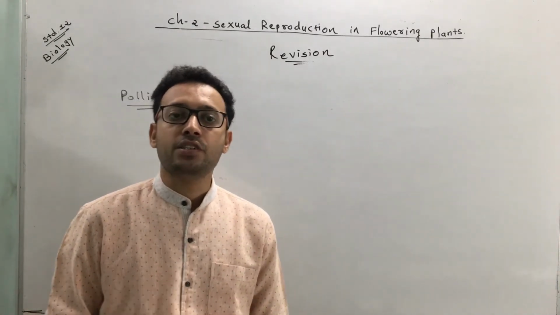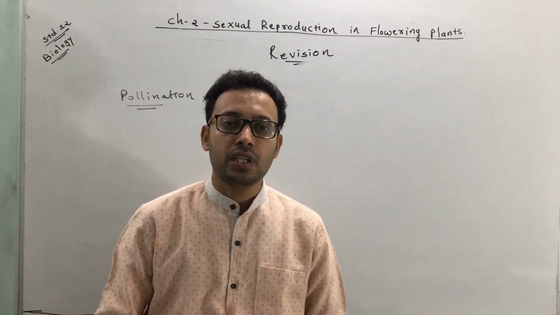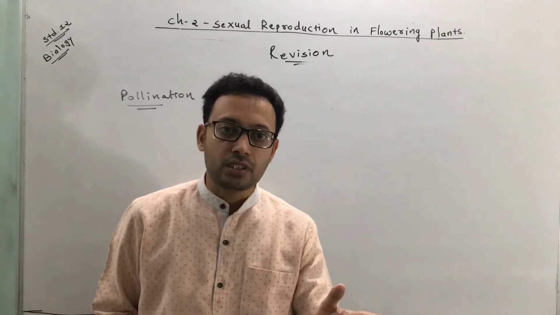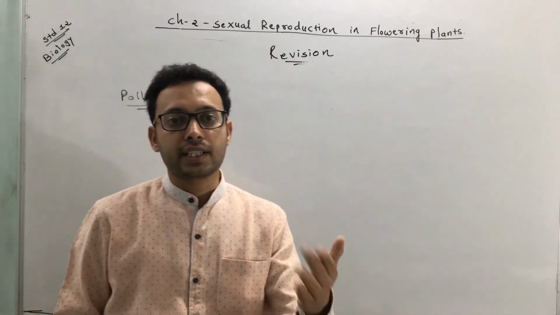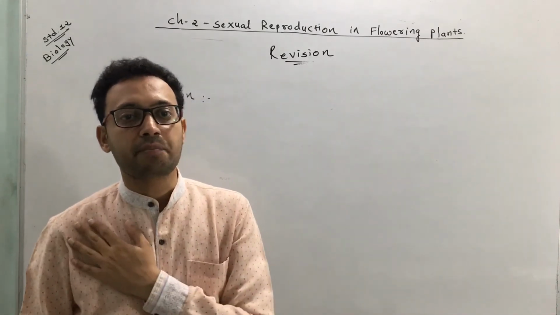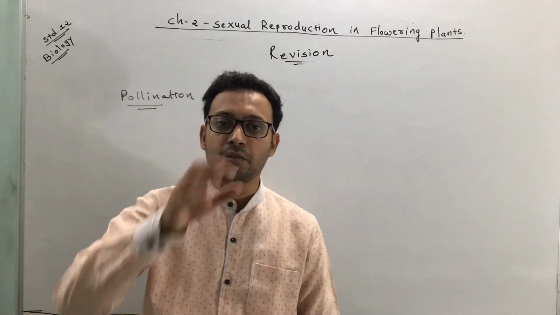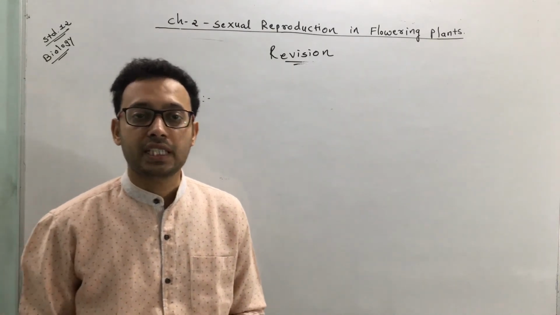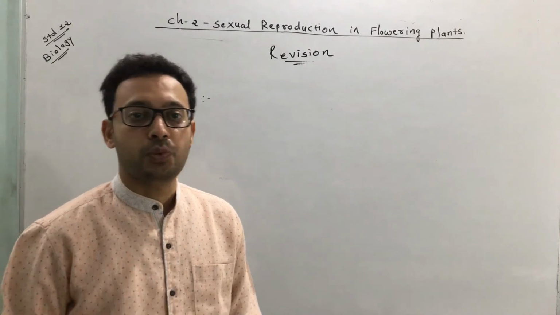The pollination process can be of two types. First is called self-pollination and the second one is called cross-pollination. In self-pollination, the pollen grain is transferred within the same flower, or it is transferred to another flower of the same plant. This is called self-pollination. And what is cross-pollination? When the pollen grain is transferred to a flower of a different plant, or say another flower of another plant, then it is called cross-pollination.